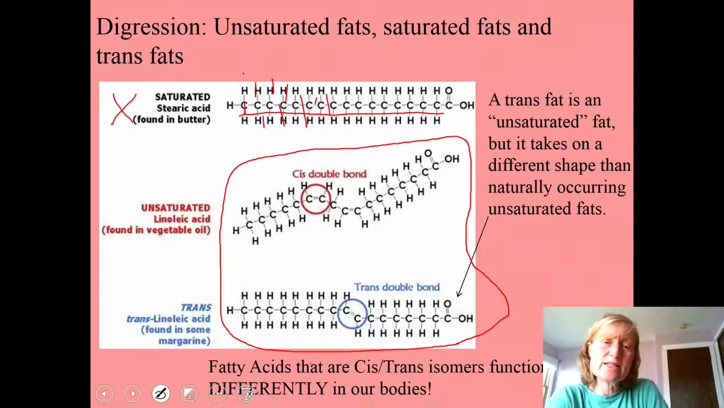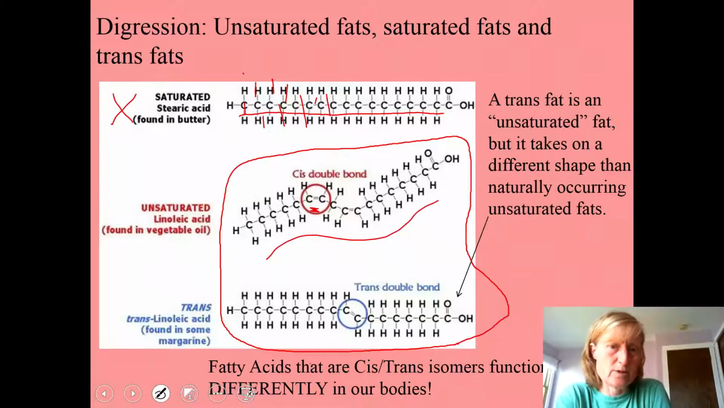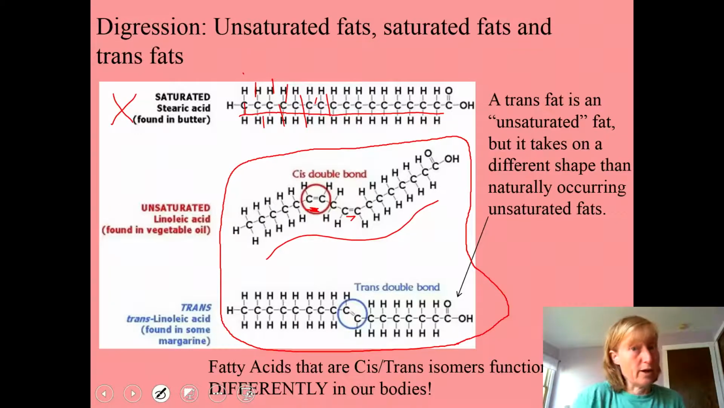Unsaturated fats have at least one carbon-carbon double bond within this long chain of hydrocarbons. This one happens to have two, actually, two carbon-carbon double bonds. And so we say that the carbons are not fully saturated with hydrogens. They're unsaturated because these two carbons, for example, have a double bond rather than being bonded to another hydrogen. Well, what's interesting about unsaturated fats is they can exist in two forms, cis or trans.